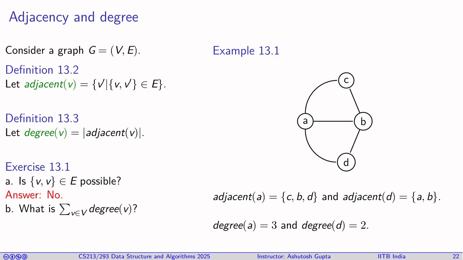If you sum the degrees of all the nodes, then what is the sum? Since each edge is counted twice in the degree counting, the sum of all degrees will be twice the number of edges.